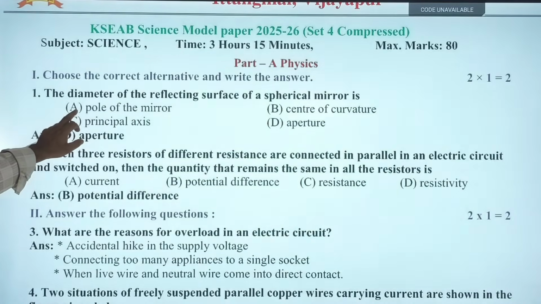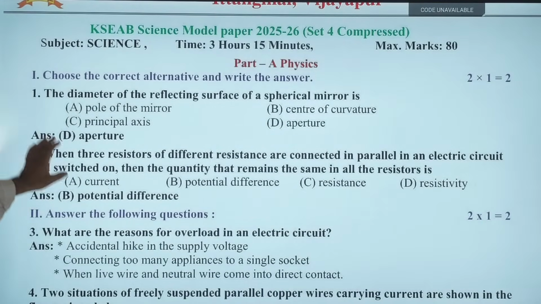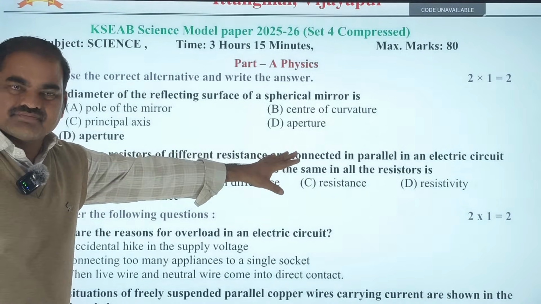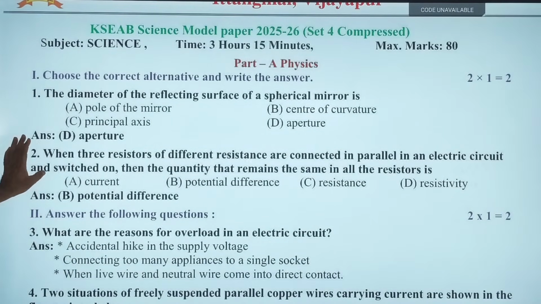of physics. First question, the diameter of the reflecting surface of a spherical mirror. It is called the aperture.